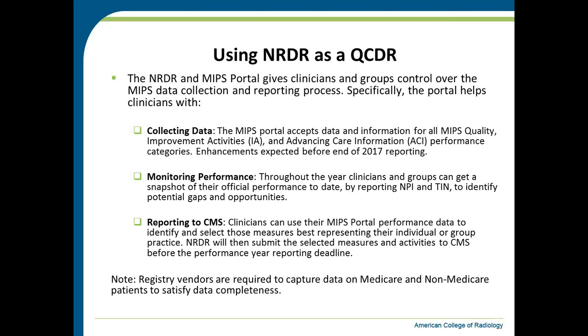So this is just some housekeeping for anyone who's unfamiliar with the QCDR. We do allow clinicians and groups to have control over their MIPS data collection and reporting process. And then specifically the MIPS portal is what we're going to focus on today. It has 3 key benefits of collecting your data across the MIPS performance categories. So that's quality measures, improvement activities, and advancing care information if you are required to participate in that category. We also would like you to monitor your performance throughout the year using the MIPS portal. Essentially, clinicians and groups, regardless of user role, have access to the MIPS portal.